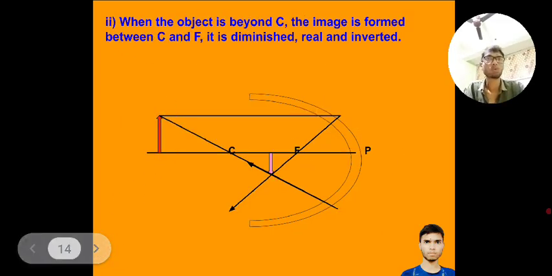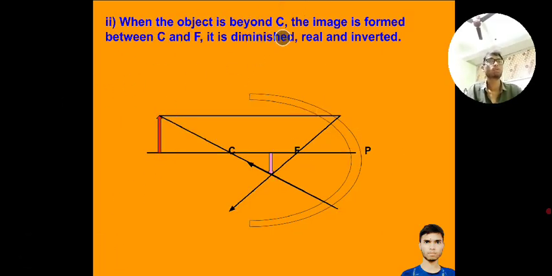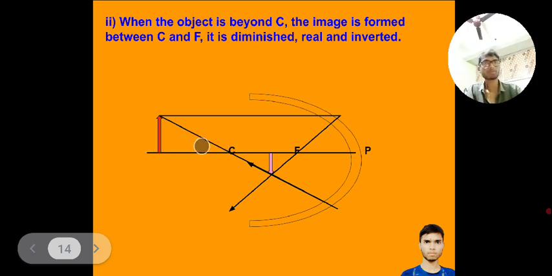Now next we have when the object is beyond C. Then what will happen? The image is formed between C and F, between curvature and focus. Here the object will appear here. This would be laterally inverted. So the size is small as compared to this.